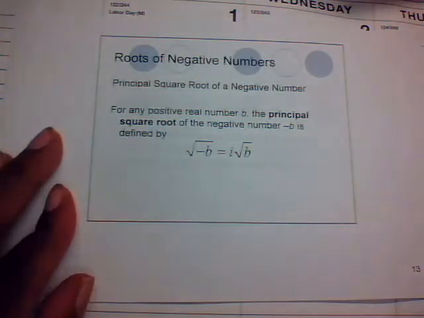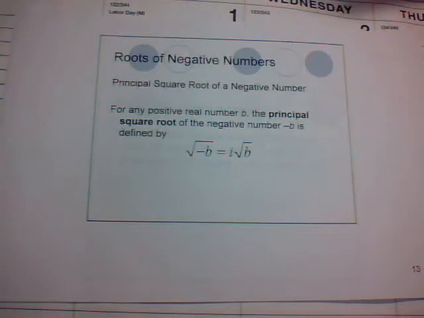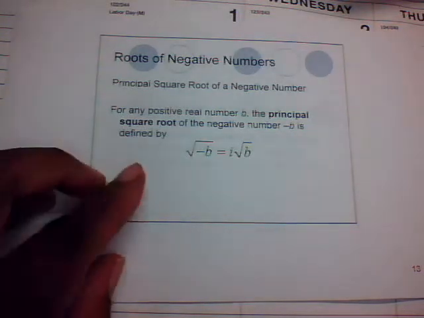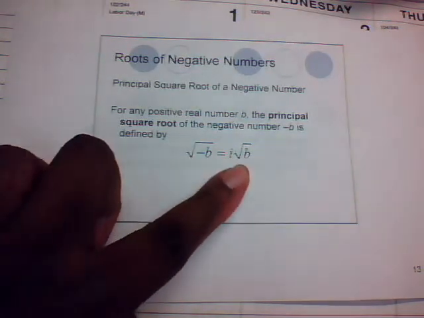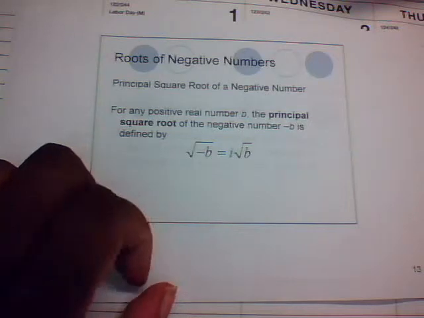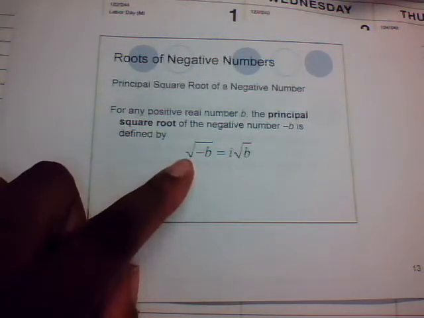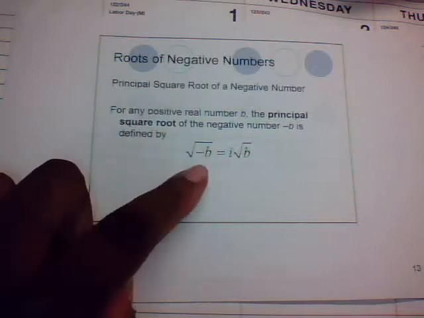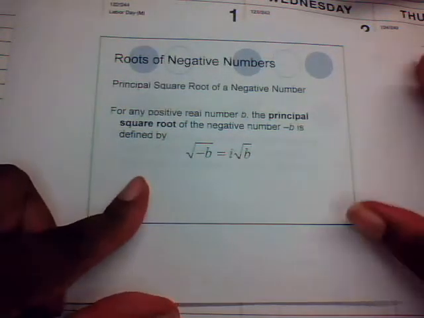All right, the next thing we'll look at is roots of negative numbers, and we'll talk about the principal square root of a negative number. For any positive real number b, the principal square root of negative b is defined by the square root of negative b equals I square root of b. So if you have the square root of negative b, you take the principal square root of that, which would be I square root of b.